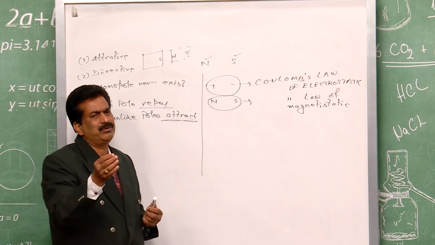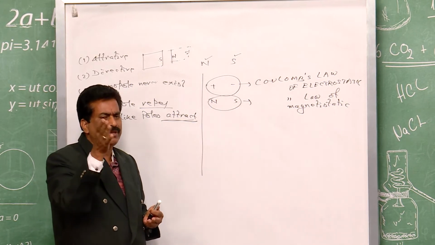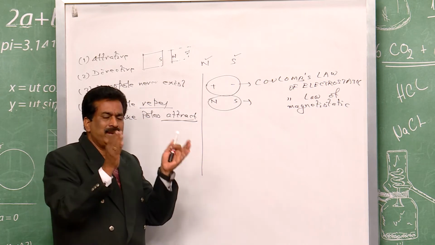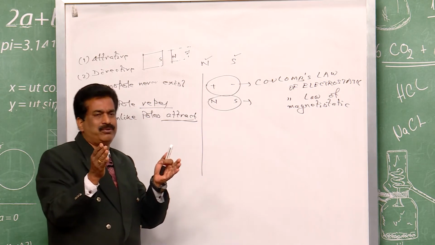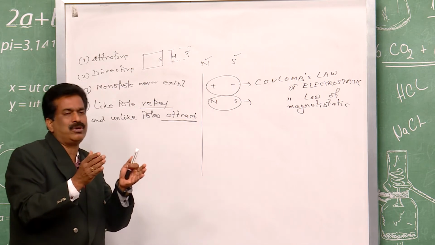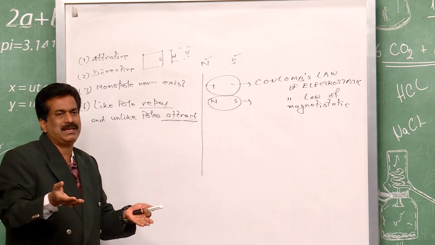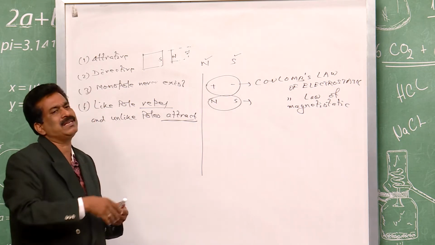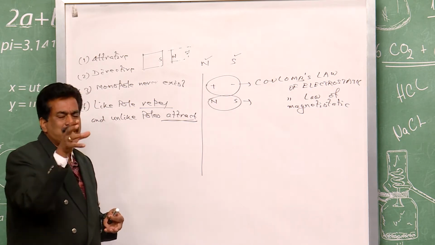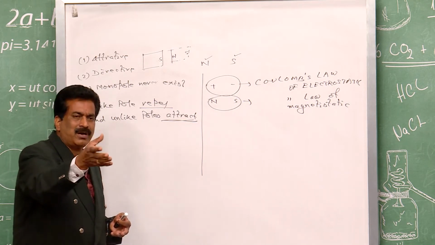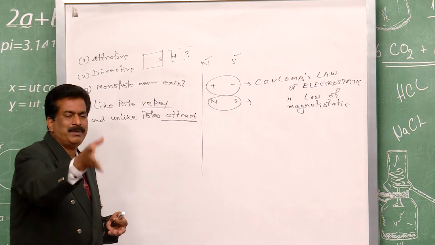If I give you the hints, just think over whether you know about that or not. Between the two charges there is a force. Whenever a force is there, it will produce a field. If the field is there, it must have its intensity. Suppose a force is there, that may be 1 Newton, that may be 100 Newton, that may be 50 Newton.